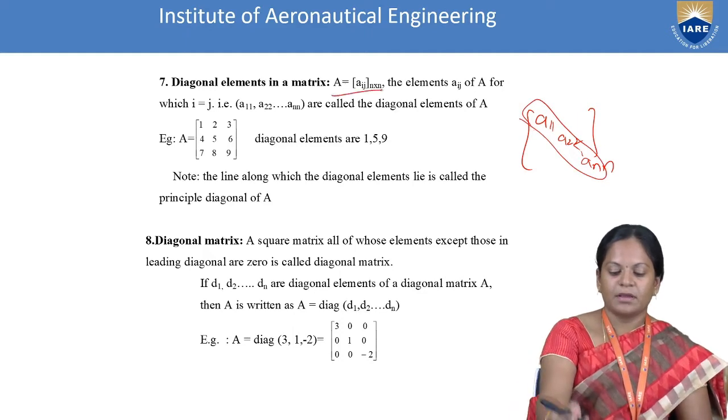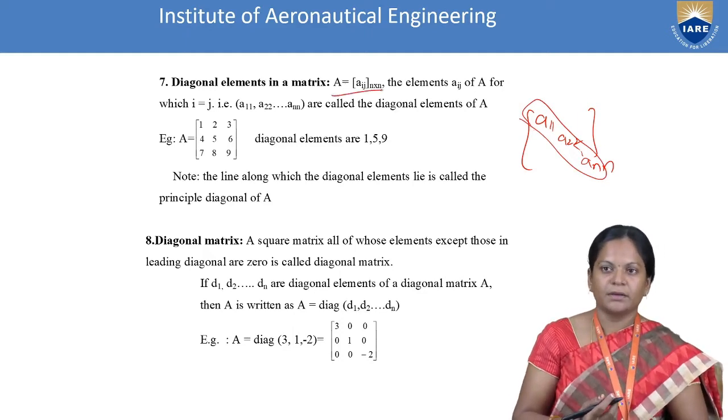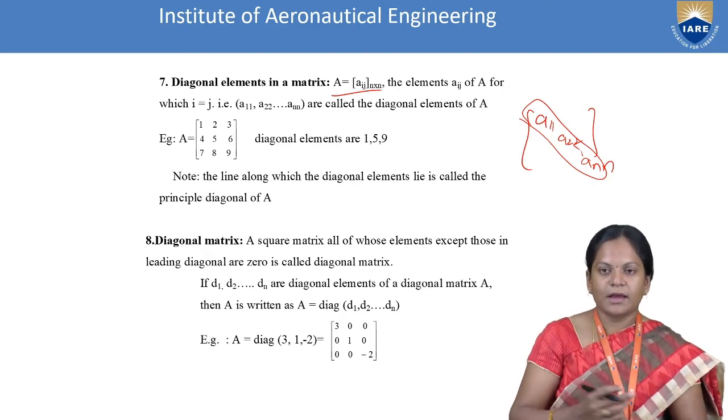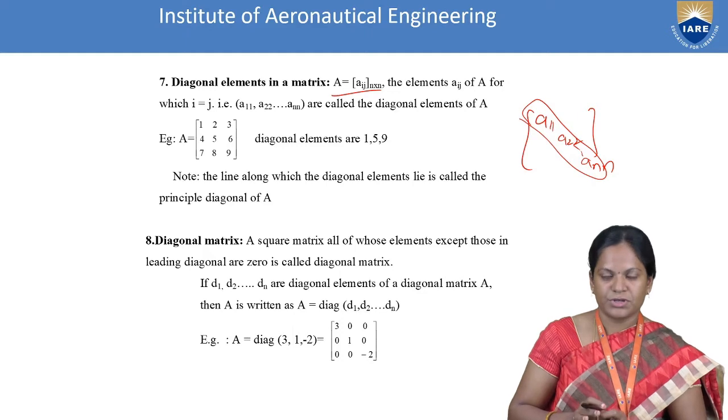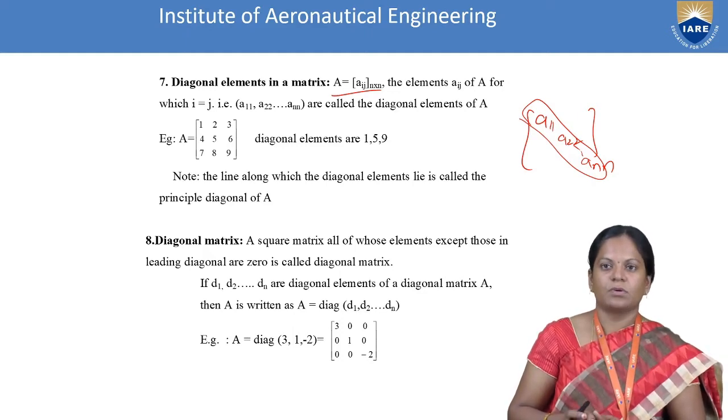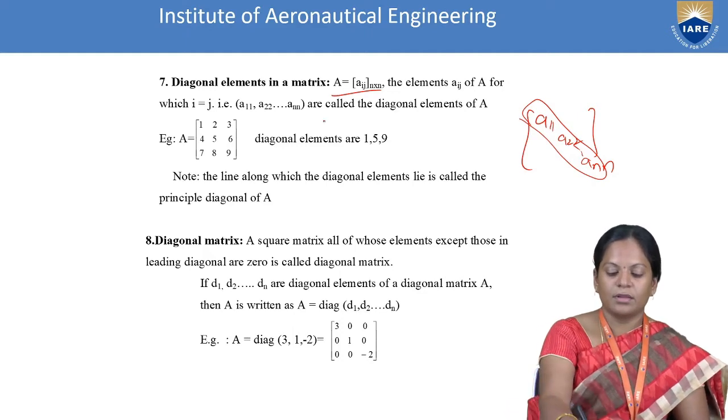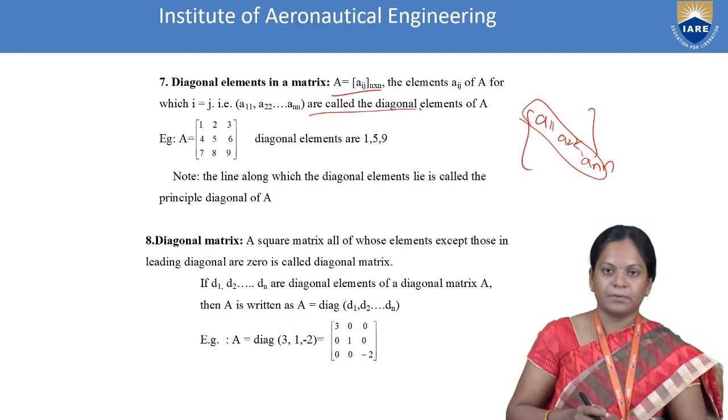So generally I am taking A equal to Aij, m by n or n by n. Why? Because if we take diagonal elements, then the matrix must be a square matrix. So the Aij of A for which i equals j, that is A11, A22 and so on up to ANN, are called the diagonal elements of capital A.